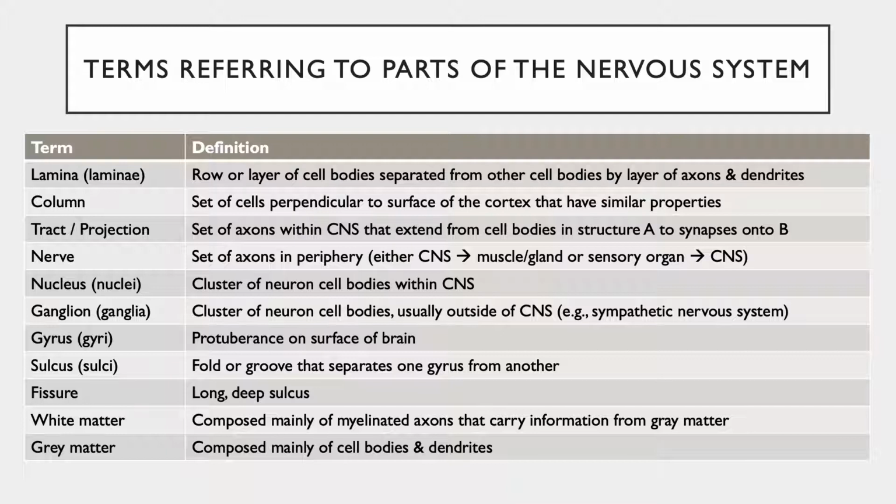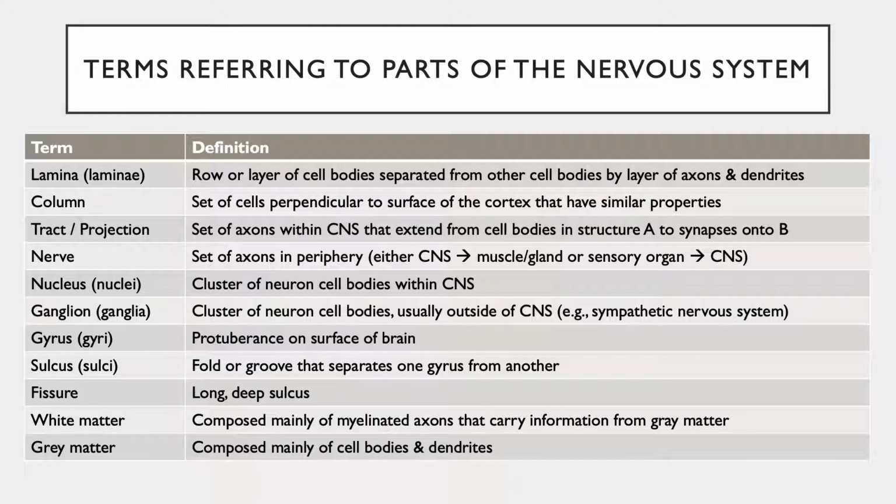Tract and projection. A tract and a projection are essentially a set of axons within the central nervous system that have cell bodies in one area, whose axons then travel to a different area where they synapse onto a neuron in brain region B, so to speak. So basically, these fibers project from brain structure A to brain structure B.